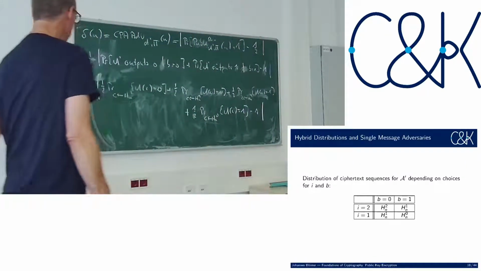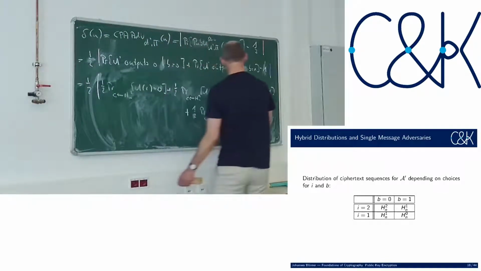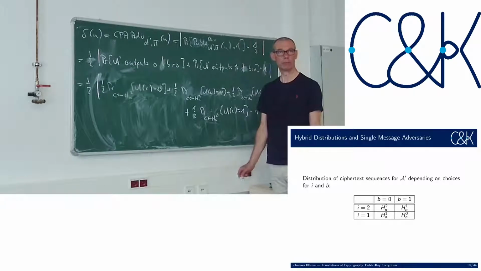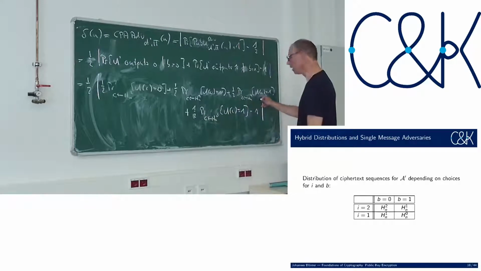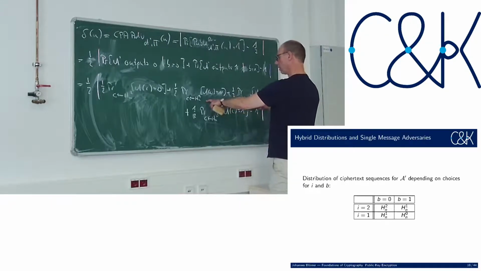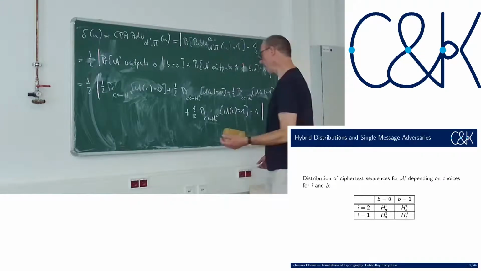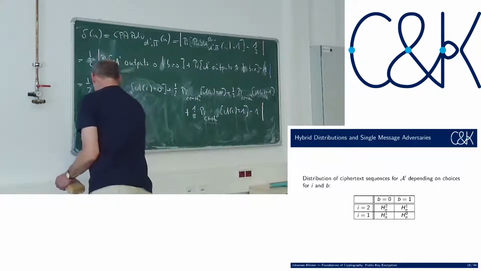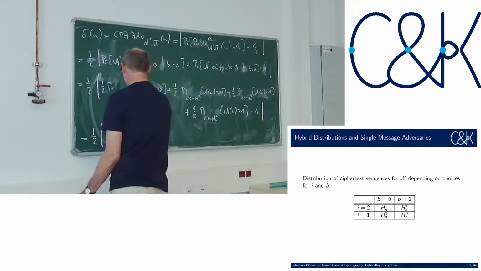Good. So this together with this gives 1. So forget about the 1/2. These two probabilities together are 1 because A outputs either 0 or 1. So this whole thing here is 1/2. We keep this here.